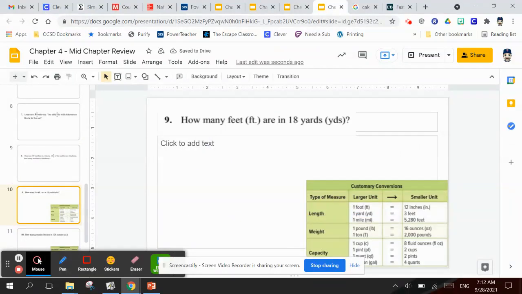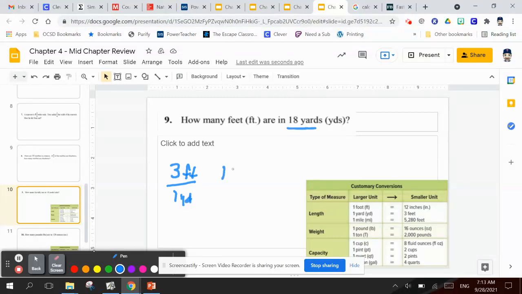Number 9 says, how many feet are there in 18 yards? So we want to know how many feet are in 18 yards. So I know that, if I look down here, 1 foot is 12 inches, 1 yard is 3 feet. So I have 3 feet in 1 yard. 18 is always going to be my numerator because that has yards on it. So my yards cancel out.